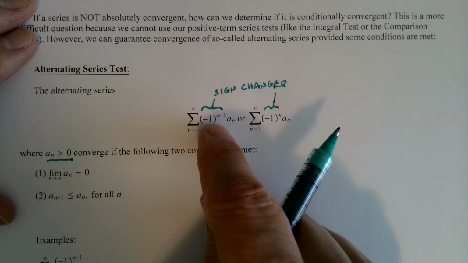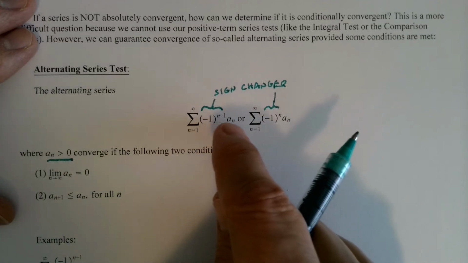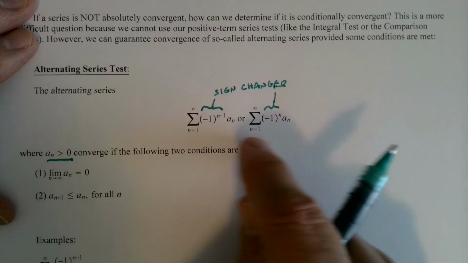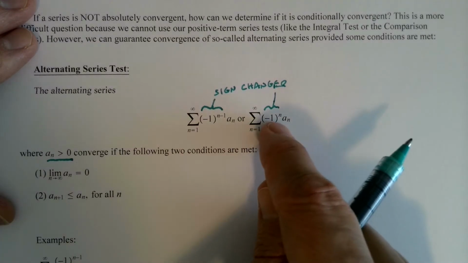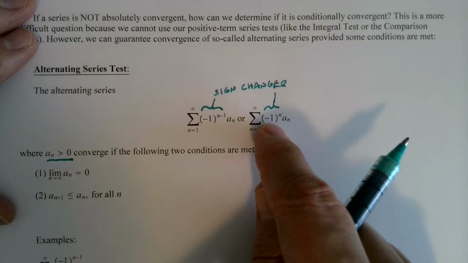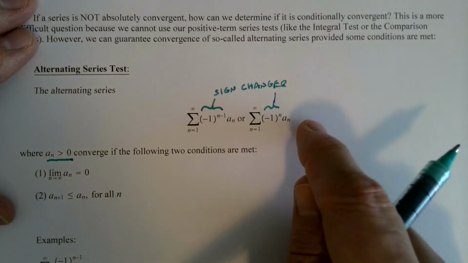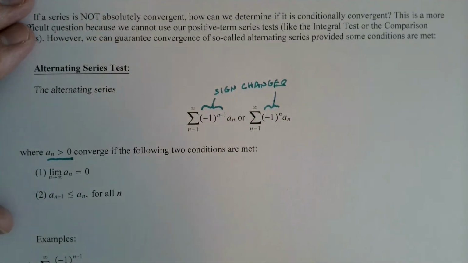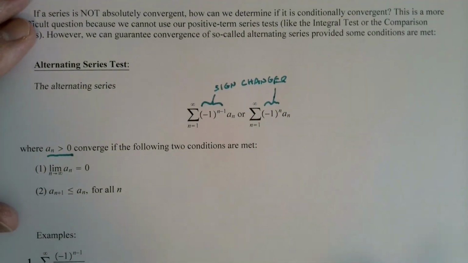So the first term is positive, and then the next term is negative, and then the next term is positive, and so on. This one starts out n equals 1, -1 to the first power is -1. So the first one's -1, the second one's positive 1. So it's just which do you start with, a positive or negative term?